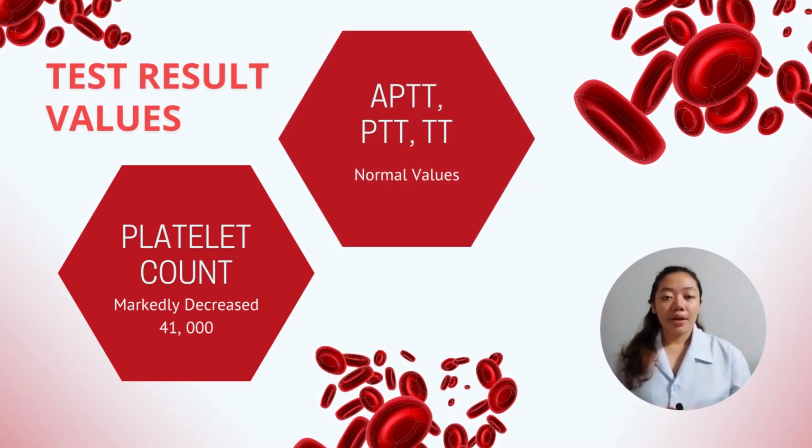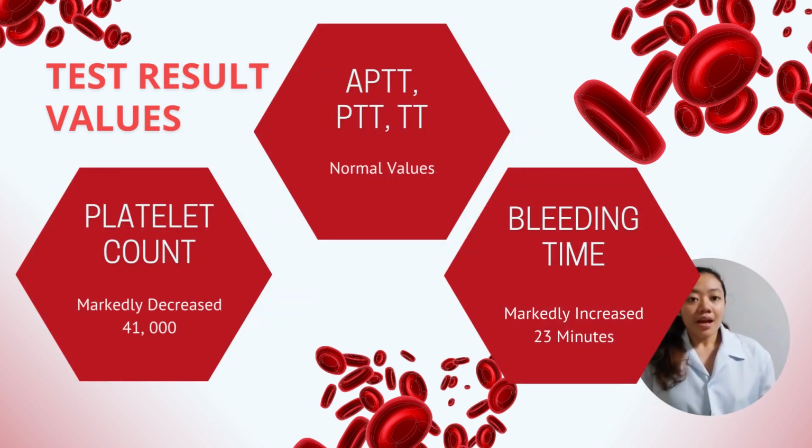APTT, prothrombin time, and thromboplastin time are all within normal values, which means the patient doesn't have any coagulation deficiencies. Since bleeding time is markedly increased, blood vessel dysfunction could be to blame for prolonged bleeding. This occurrence could happen when there is a low platelet count.